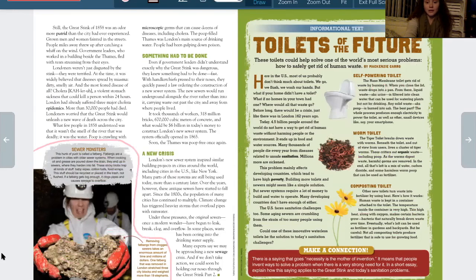All right, so again here, I'm seeing a whole bunch of headings, subheadings. So something had to be done, a new crisis. Let me move myself here again. Self-powering toilet. I have a whole new text here that we're going to be using to compare and contrast later in the week. Worm toilet and composite toilet. Interesting. So if I am answering questions about the text, or if I'm looking for information, I can come to these places to find it.